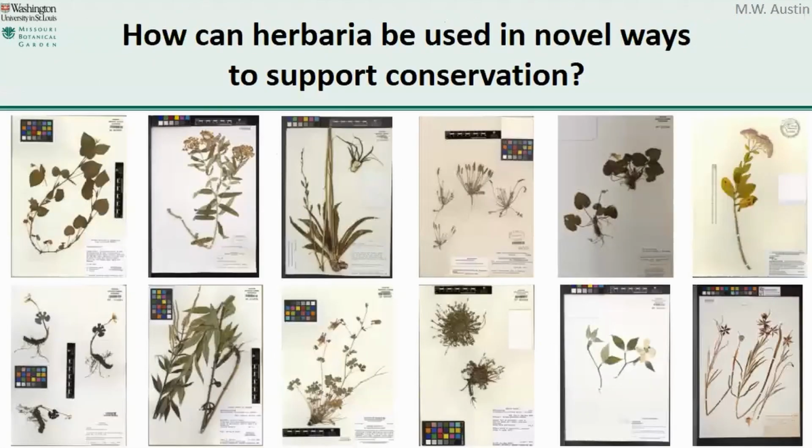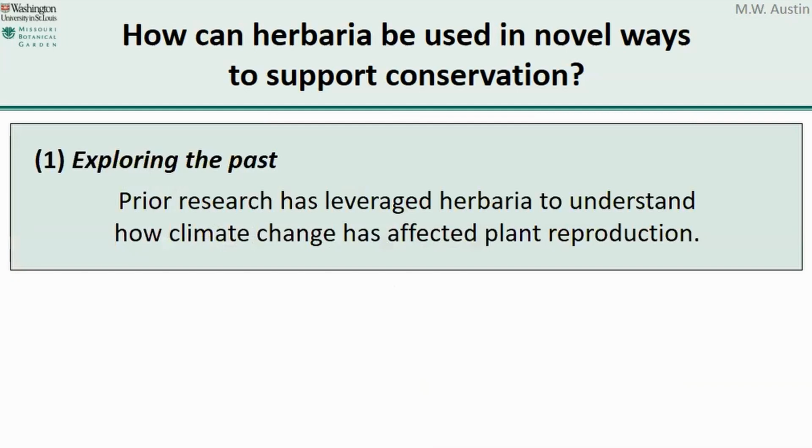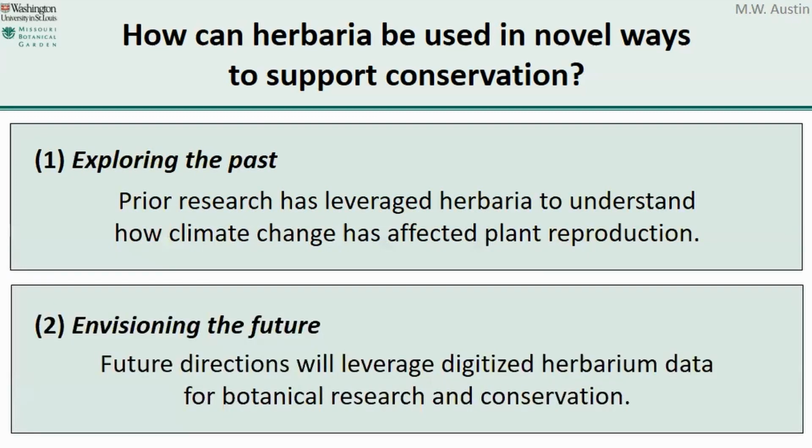So herbaria can be used in many different ways to support botanical research and conservation. And I have used herbaria in the past to look at how climate change has affected plant reproduction. And I plan to continue using herbaria and digitized herbarium data in particular to support botanical research and conservation through machine learning, rapid conservation assessments, and continuing my research on how environmental variability affects reproduction.